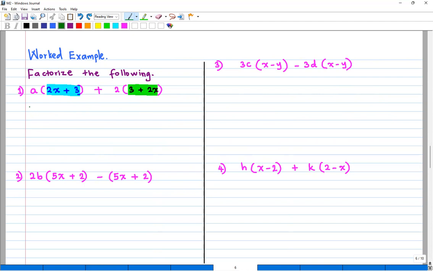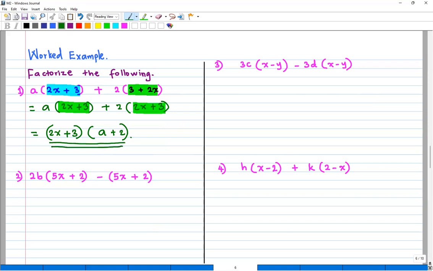So we rewrite it and say that we are having a into 2x plus 3 plus 2 into 2x plus 3. So what we are doing, we are trying to put them in the same order to have 2x plus 3 and 2x plus 3. Okay, now at this step, you see that this is 2x plus 3 and this is 2x plus 3. So we go ahead and have our final answer as 2x plus 3 into a plus 2. So this becomes our factorized polynomial.